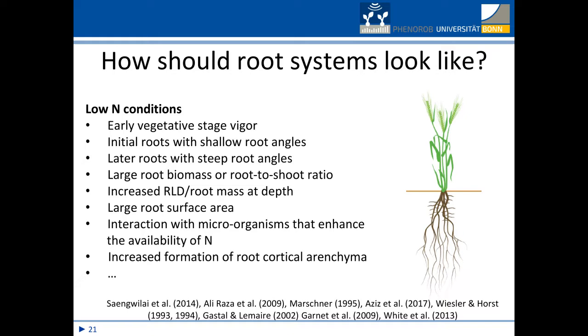Again, a rapid root growth at the beginning of the plant development is favorable. Some studies report that it's favorable if plants have a shallow root angle at the beginning of the growth stage, but a steeper one later. Also, several studies report that a large root biomass, but also an increased root length density and root mass in deeper soil layers is of advantage. Besides that, the increased formation of a root cortical parenchyma or also interactions with microorganisms that enhance the availability of nitrogen in the soil are favorable.